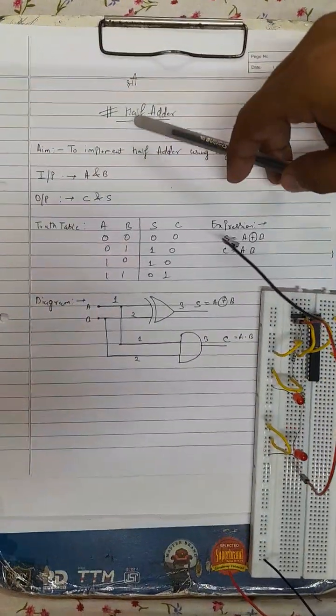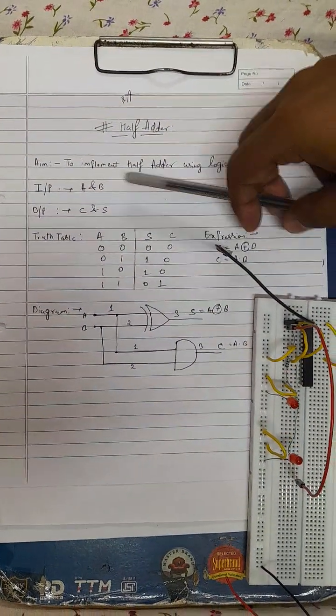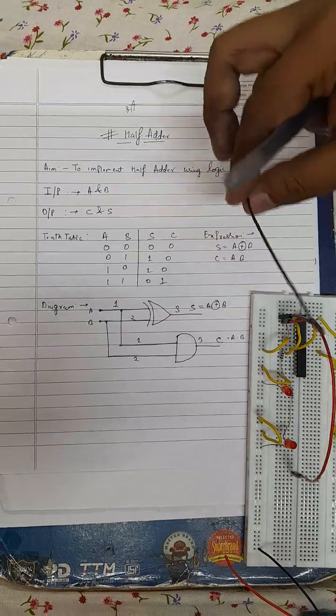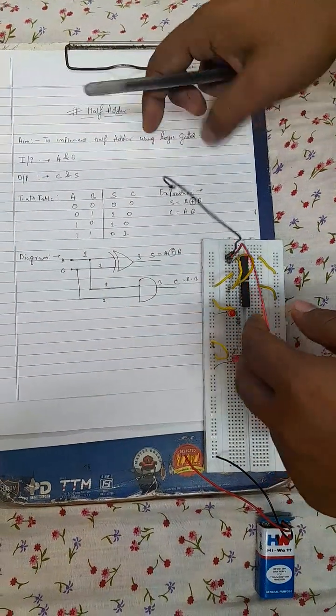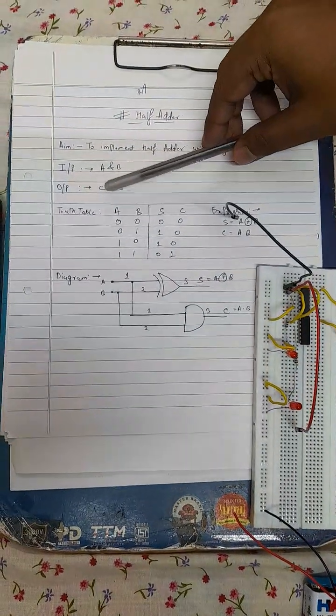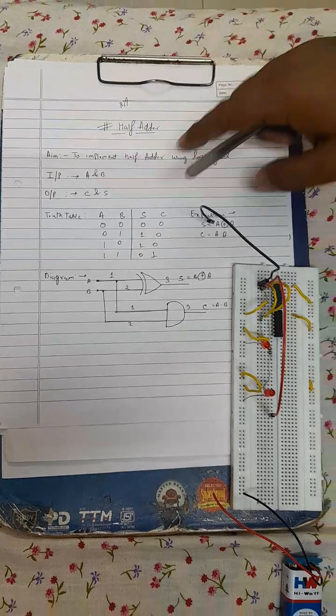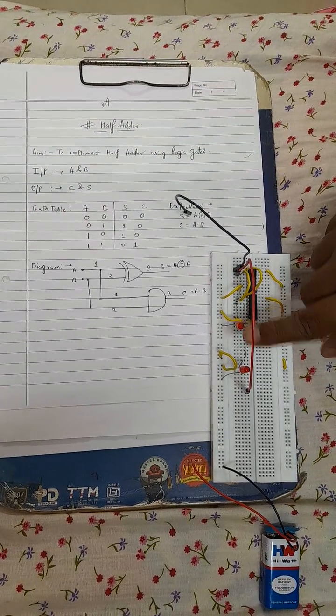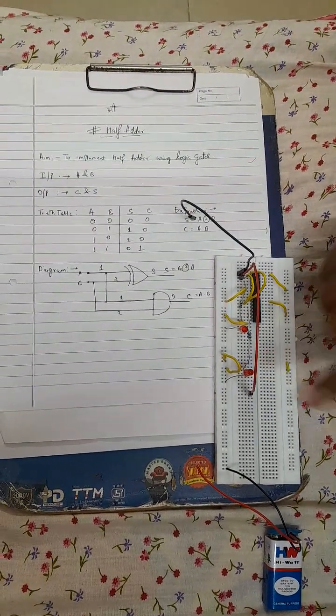Today we have implemented a half adder using logic gates. Here we have taken two inputs, A and B, and as we know, it generates two outputs, carry and sum. We have denoted the sum with this LED and the carry part with this LED.